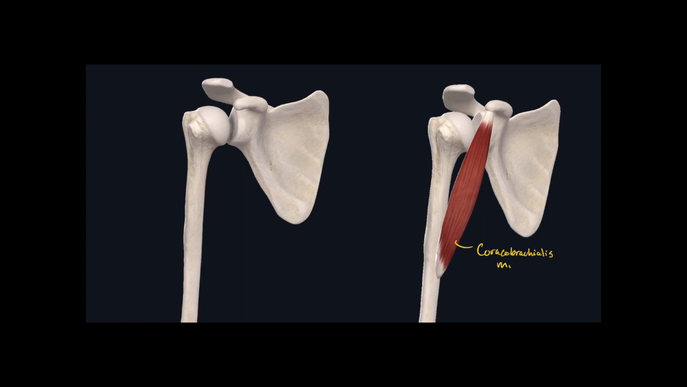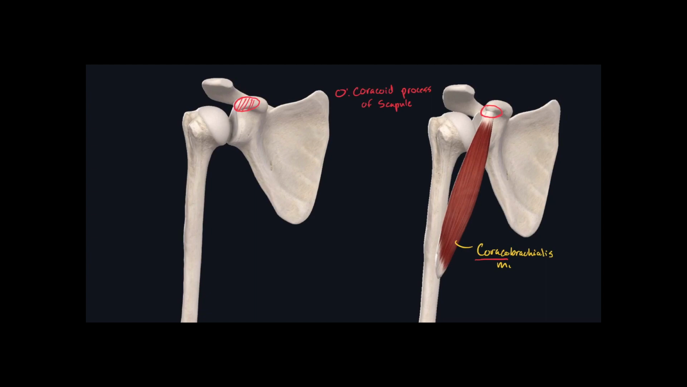Now the origin seems to be coming from up here on this part of the scapula, which is over here on the left image. And what is the name of this projection coming out? Well, that was the coracoid process of the scapula. Which makes sense why it's called the coracobrachialis muscle. Coraco being derived from the coracoid process of the scapula, and brachialis because it's inserting into the brachium.